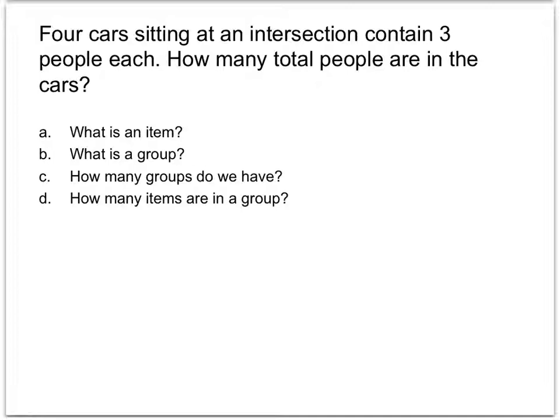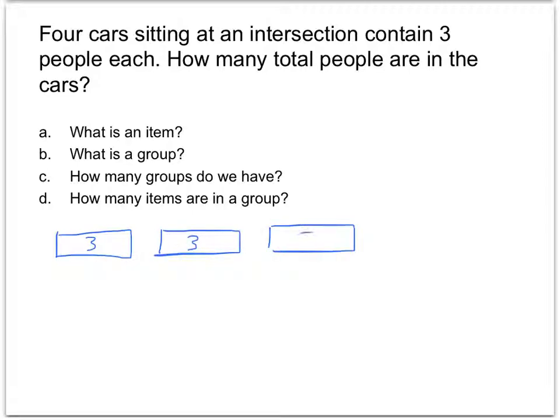So let's draw a little strip diagram to illustrate this scenario. Let's draw one car here that has 3 people, and then we have another car which has another 3 people, and then another car which has 3 people, and then our 4th car which also has 3 people. So there's a simple strip diagram that illustrates what's going on.